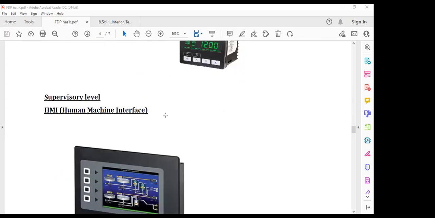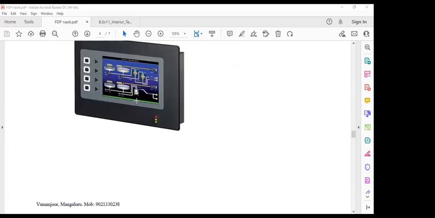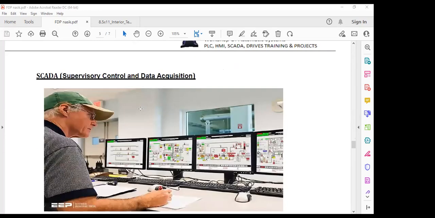Then it comes supervisory level. Supervisory level, where you monitor the things, you supervise the things. Supervisory level will have HMI, human machine interface, or we call it MMI also. Previously, we used to call it MMI, man machine interface. So human machine interface, you will have to supervise, monitor, and control. Then you will have SCADA, supervisory control and data acquisition.